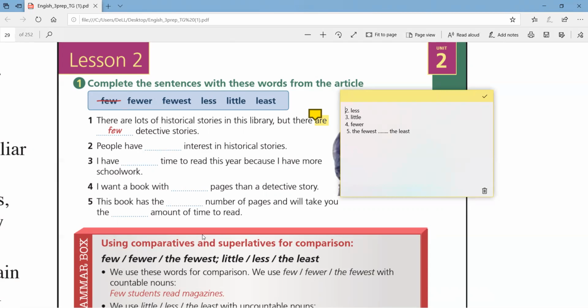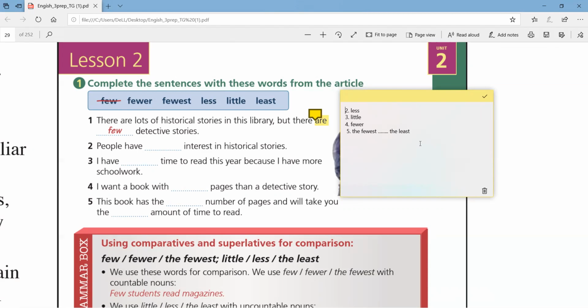And this is the comparison. So we use fewer. I want a book with fewer pages than a detective story. This book has the fewest number of pages. This is superlative. This book has the fewest number of pages and will take you the least amount of time. Here, the first part of that sentence, number five, is countable, the fewest number of pages. The second part is uncountable, the least amount of time to read.